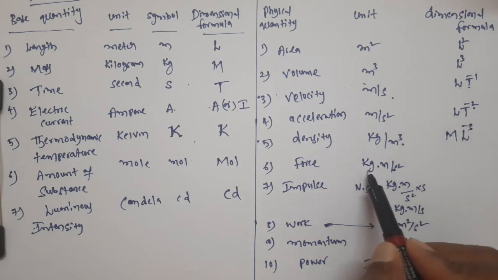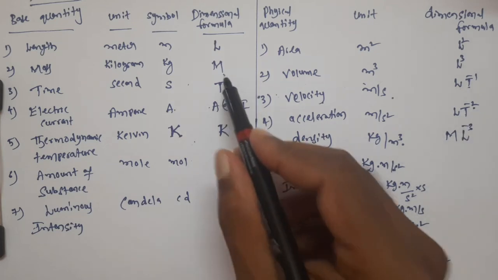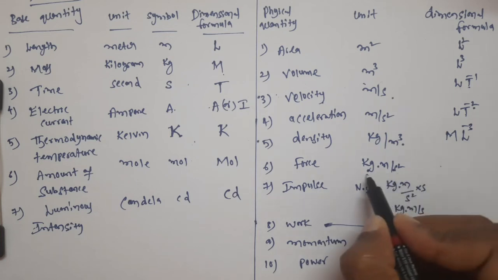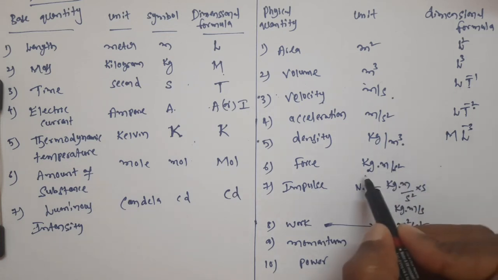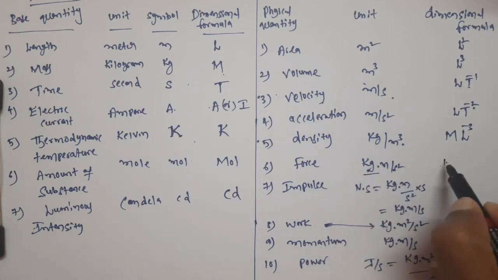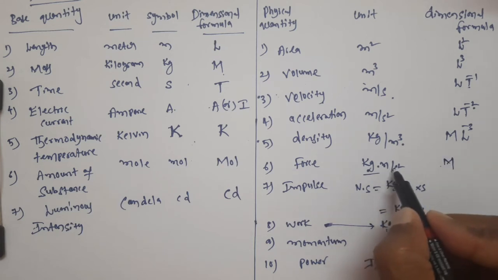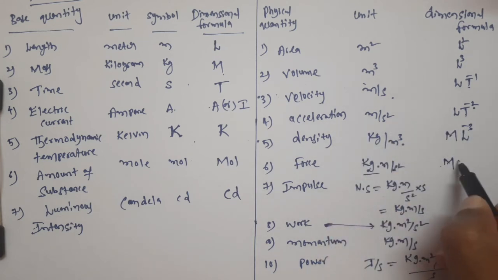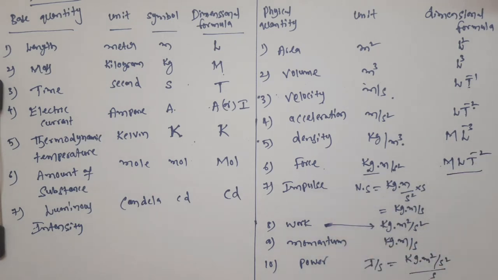But for mass, what is the dimension we have? M. So for force, first kg means we are not supposed to write kg here. For kg, what is the dimension formula we have? Mass, that is M. Meter per second square, that is acceleration, so L T power minus 2. So this is the dimensional formula for force.